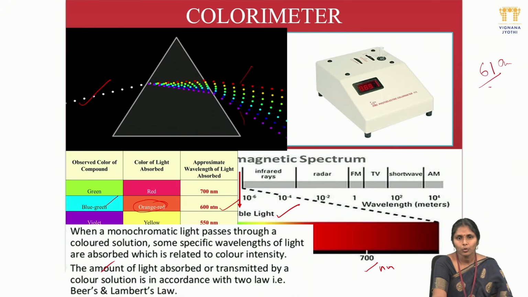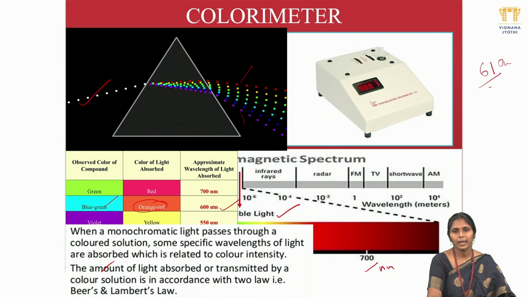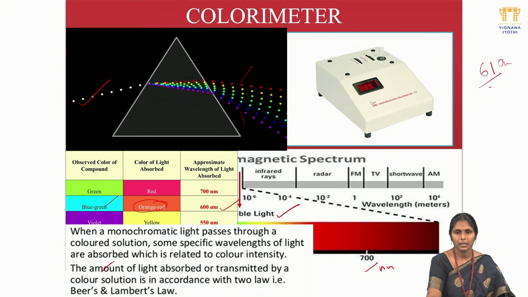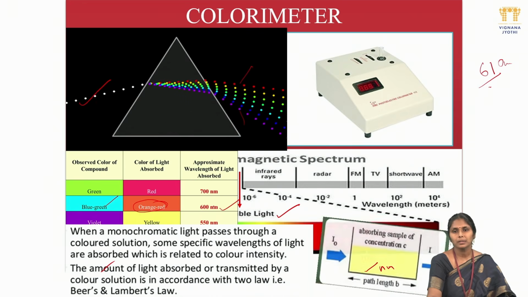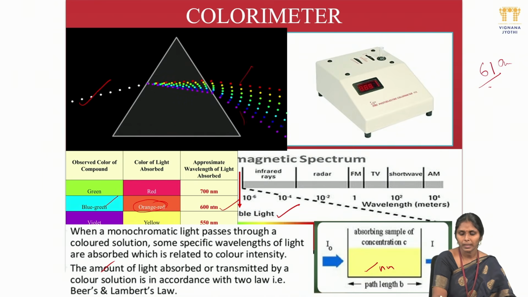Now, when monochromatic light passes through a colored solution, some specific wavelengths of light are absorbed, which is related to the color intensity. The amount of light absorbed or transmitted by a colored solution is in accordance with two laws, called Beer's law and Lambert's law. Combined, these two are called the Beer-Lambert law. This Beer-Lambert law can be explained by the principle here.